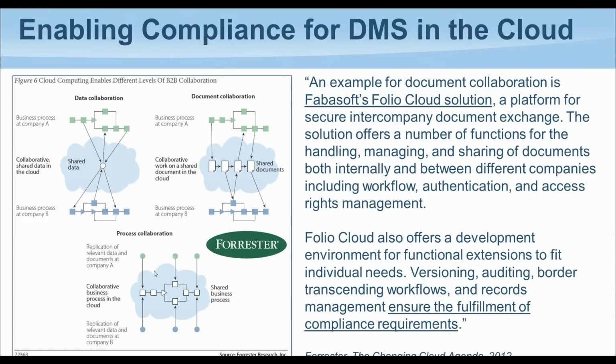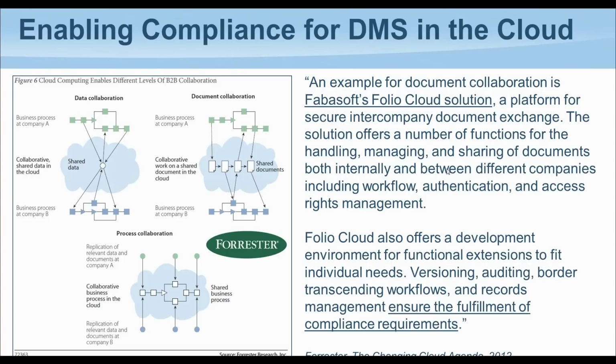And the highest level of process collaboration from the perspective of Forrester would be that you have a workflow or business process which actually runs in the cloud, and people from both sides access that business process directly in the cloud, so that both sides do not have the necessity to set up their own DMS and business process environment to handle such a business process.